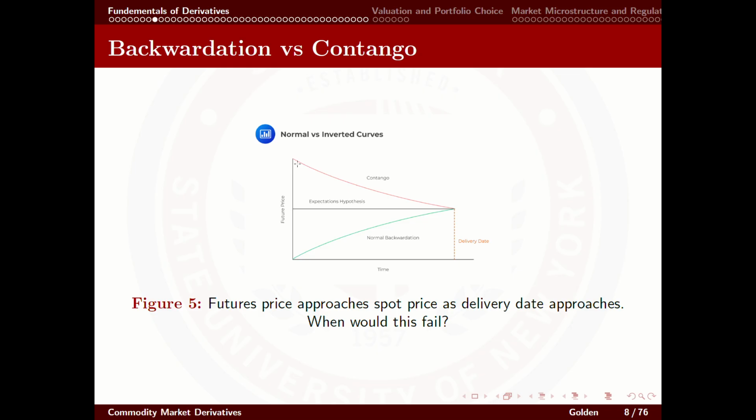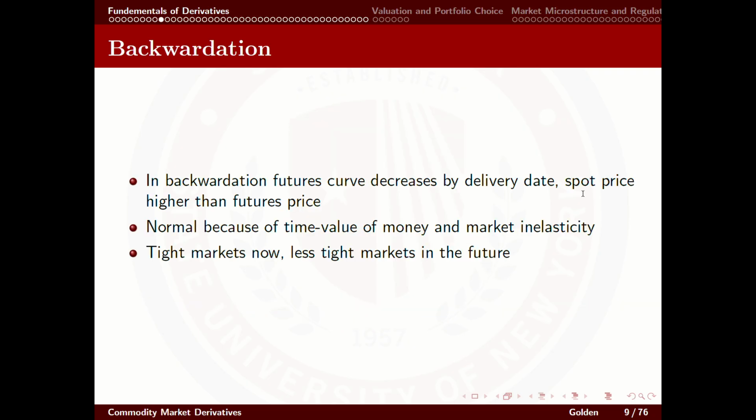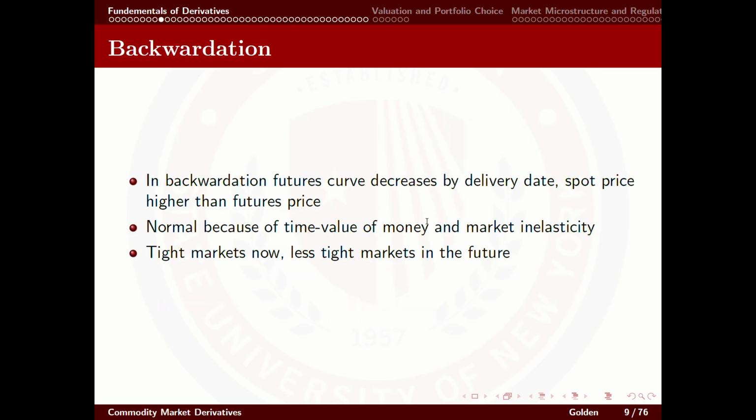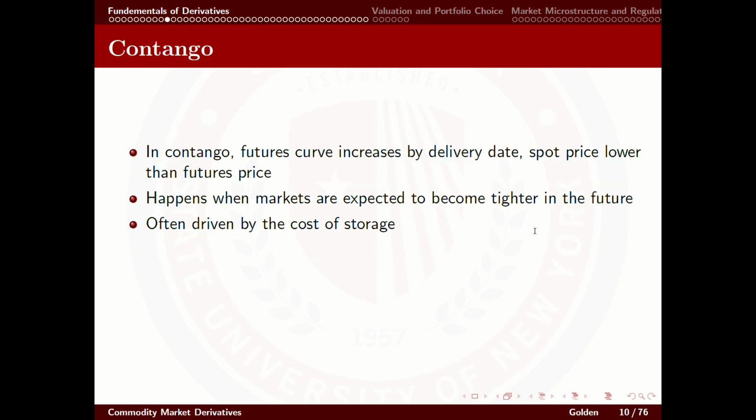So contango means that the futures price is higher than the spot price. Normal backwardation, which we'll talk about now in a moment, means that the futures price is lower than the spot price, and they should both converge to the spot price, plus or minus the transportation cost, as you get to delivery time. So backwardation means that the futures curve decreases by delivery date and that the spot price is higher than the futures price. So here we have the spot prices here and the futures prices here. This is normal in most theories because of the time value of money and market inelasticity. You have tight markets now and less tight markets in the future is what you'd expect for backwardation.